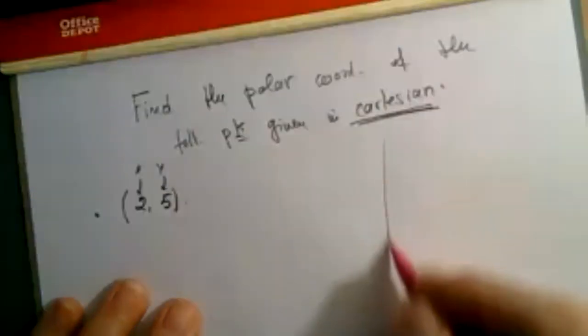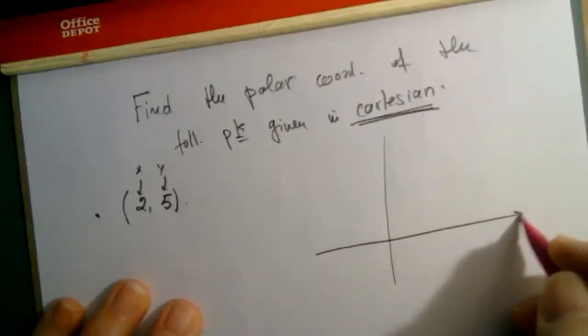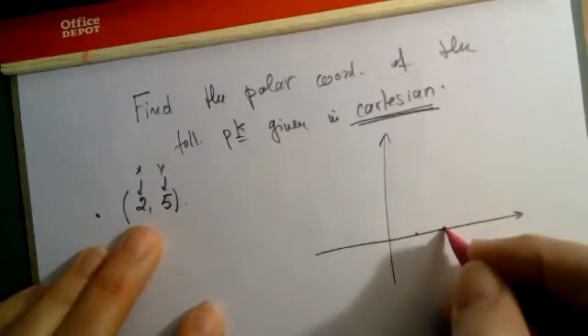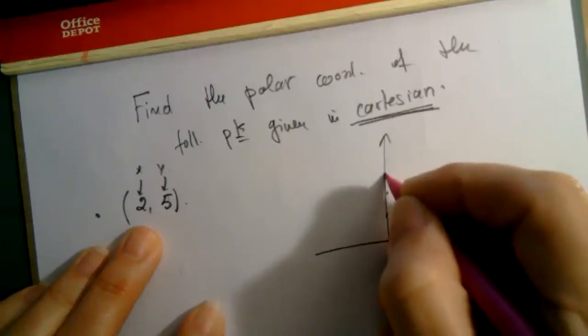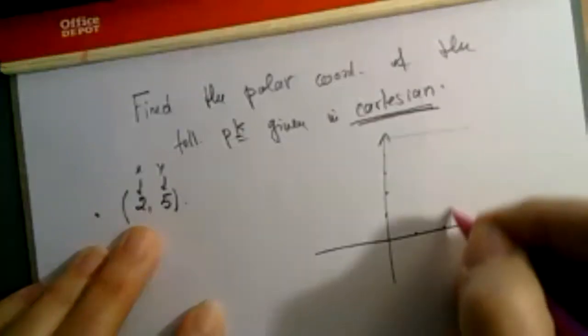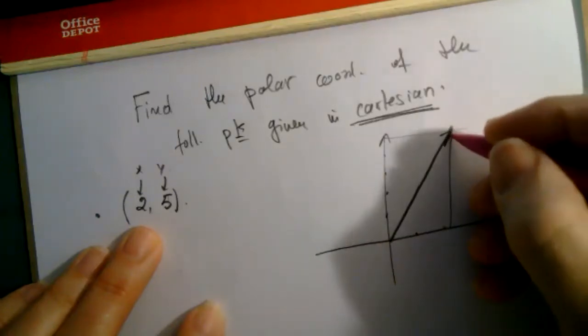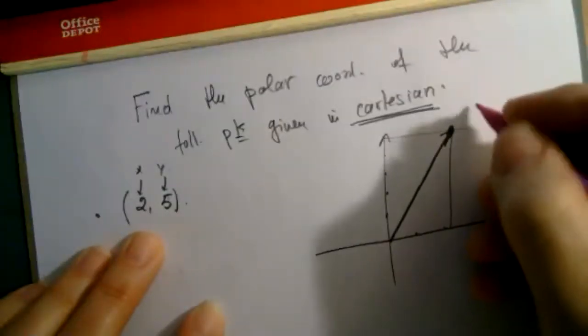The first step in this process, the absolute first step here, and it's important, is to draw the point. So 1, 2, 3, 4, 5. Because I really want to know which quadrant, so this is my point. I am in the first quadrant. So that's my point, 2, 5.